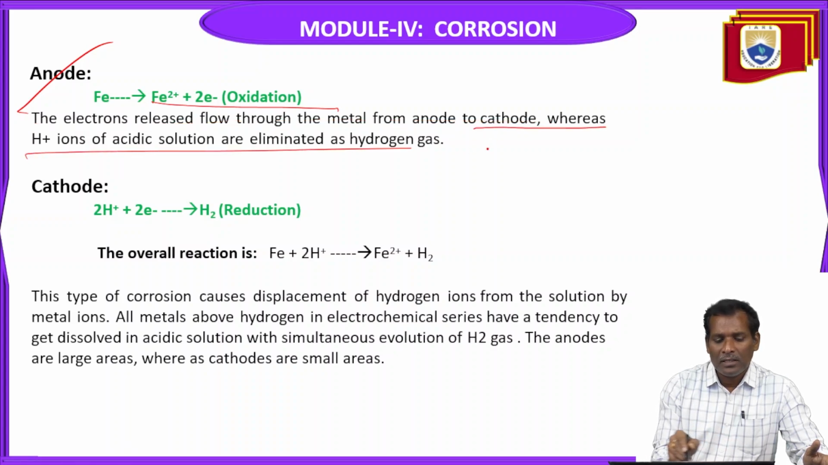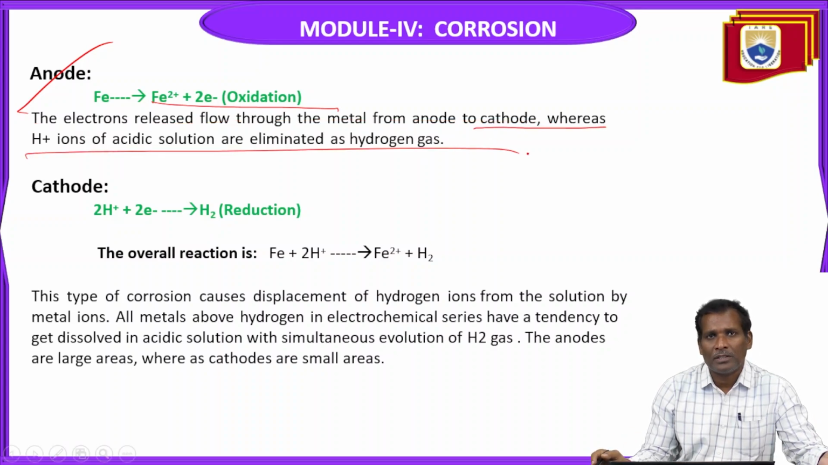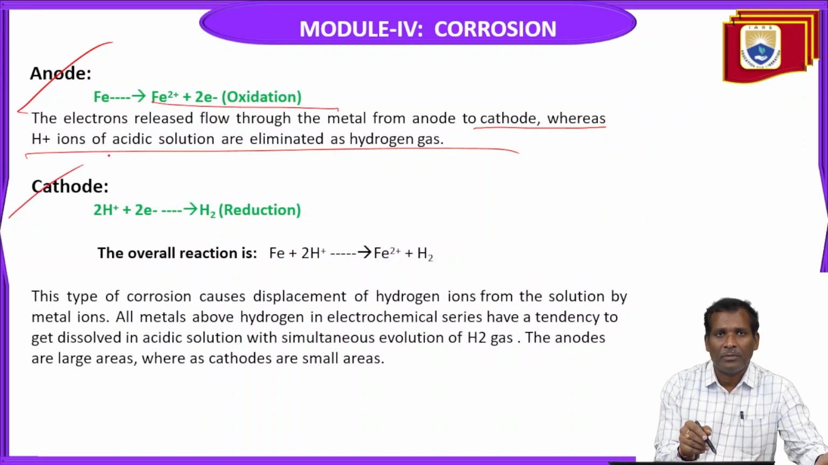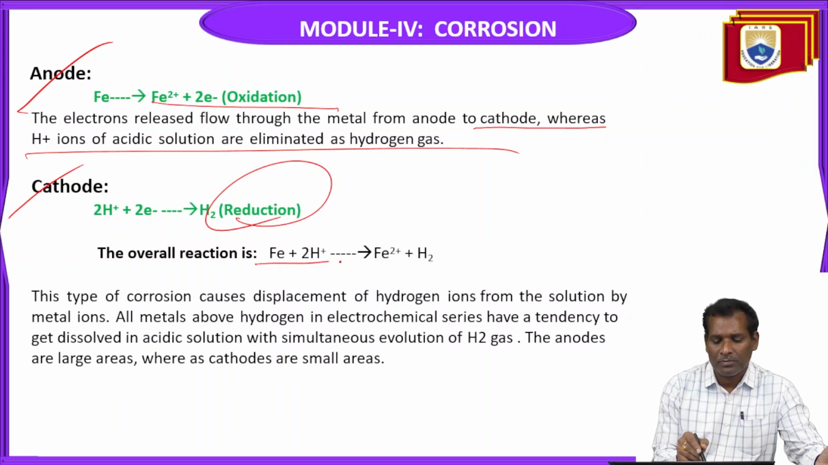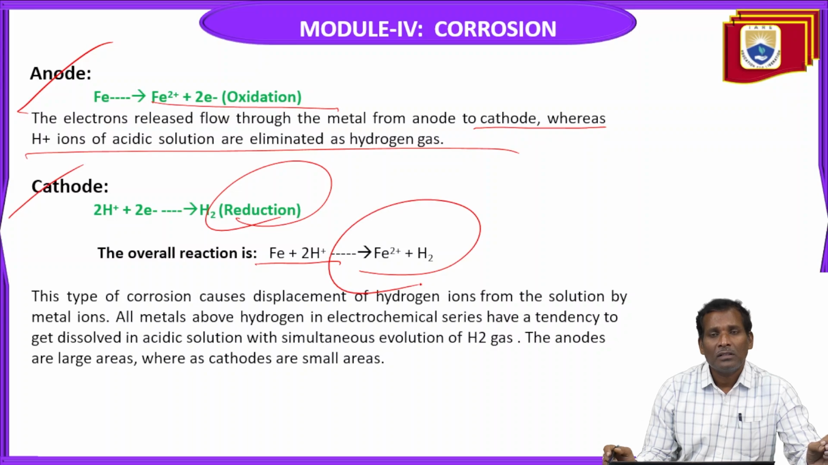Whereas the H+ hydrogen ions of the acidic solution are eliminated as hydrogen gas. So here, the reduction happens at the cathode and the oxidation happens at the anode. The overall reaction is Fe plus 2H+ gives Fe2+ plus H2. It means the hydrogen ions of the acidic solution are eliminated as hydrogen gas, that is H2.